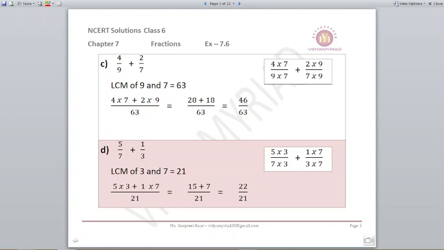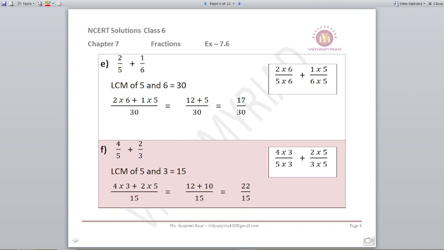Next, D part. 5 upon 7 plus 1 upon 3. Now the LCM of 7 and 3 is 21. So when I do it directly, 21 will be written as the common denominator. In the numerator, 5 should be multiplied by 3. 5 3s are 15 and 1 will be multiplied by 7, so 1 into 7 is 7. 15 plus 7, your resultant answer is 22 upon 21.